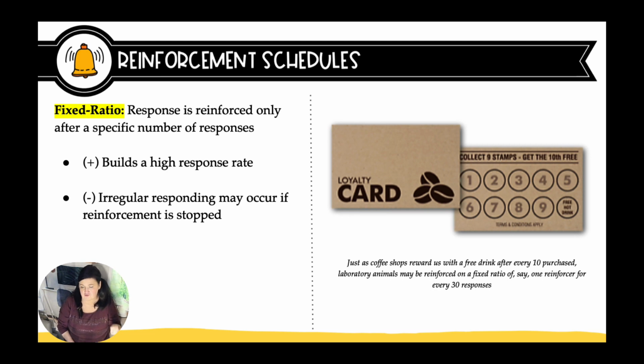So you use those reward cards at a store, right? Those punch cards. You buy 10 coffees, you get one free. So there's a specific number that needs to happen. You need to buy 10 of them in order to get the free one. That's a fixed ratio. A variable ratio is reinforcing the response at an unpredicted amount of time.